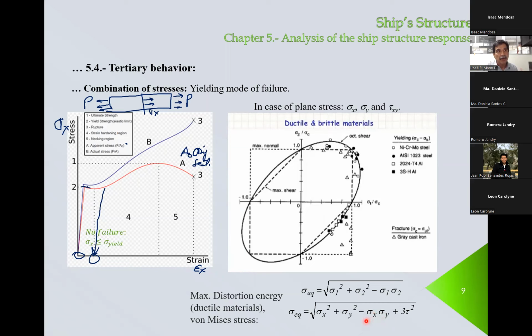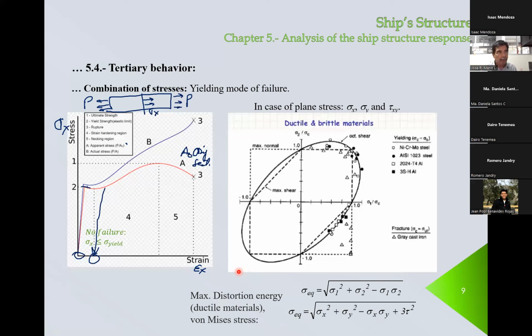So my question for you would be, if sigma x and sigma y have the same sign or a different sign, which will represent the maximum equivalent von Mises stress? What do you say, Mr. Tenemea? Sigma x and sigma y should have different sign or the same sign in order to have the maximum equivalent stress? Mr. Tenemea?